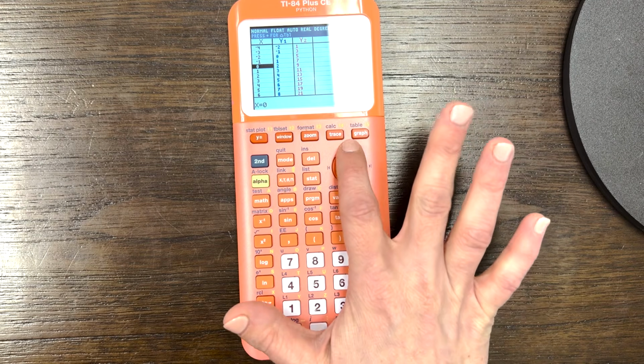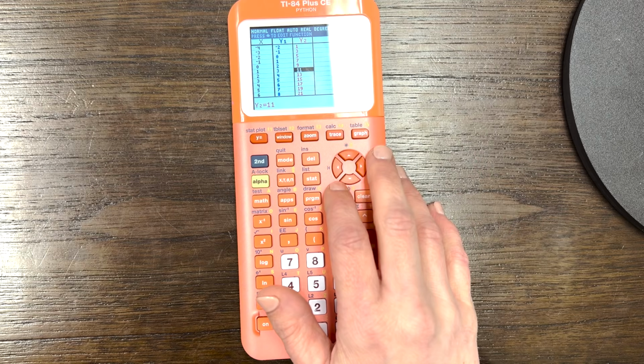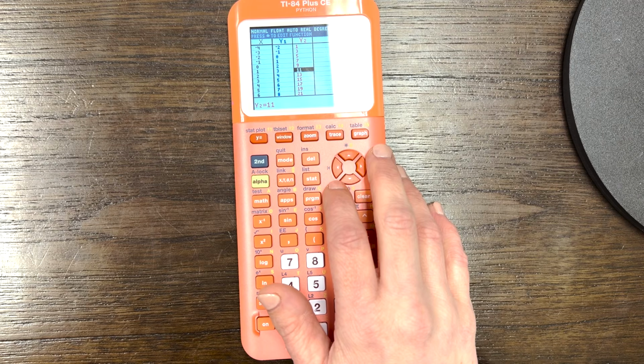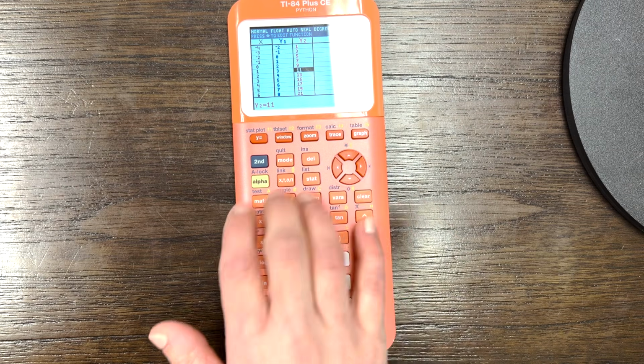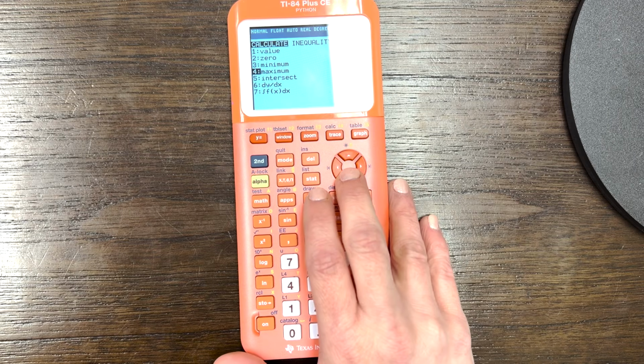This is where you can find a little bit better details of intersections and just different trends that are going on. I use the second table all the time. Which brings us to number 3, which is going to be the calc. It's second and then calc. And so what we do is we go second calc, and then we can find different things in our graph.